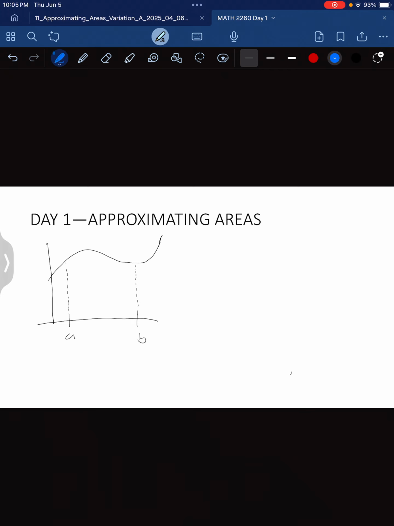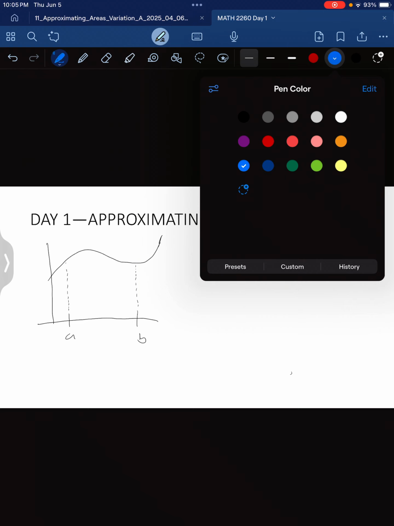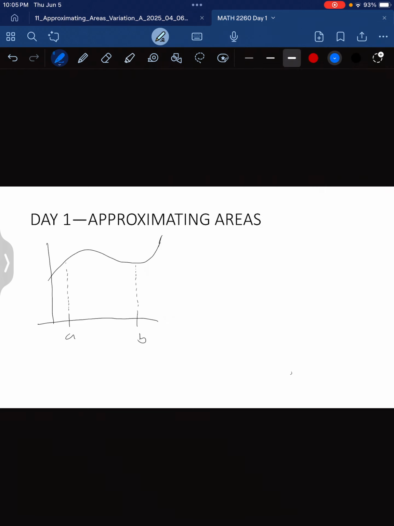And let's say that we want to find the area under the curve. And so when we say under the curve, we mean between the x-axis and the function. How would you do this?